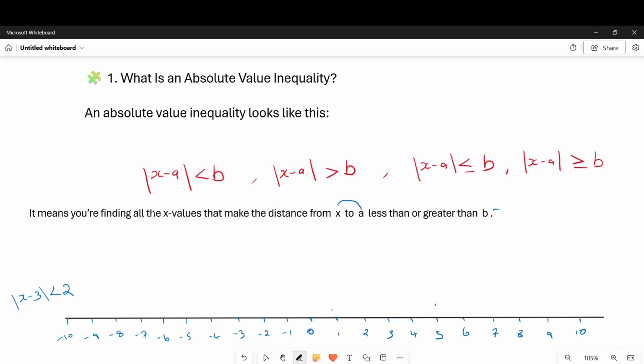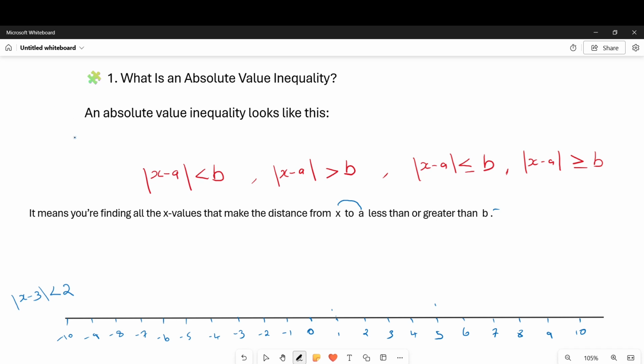Example. Here, absolute value of x minus 3 less than 2. The meaning is, we need to find all the values of x whose distance from 3 is below 2. The distance from 3 should be less than 2. Before finding, first we need to see the possible values of x, so we need to solve this inequality.